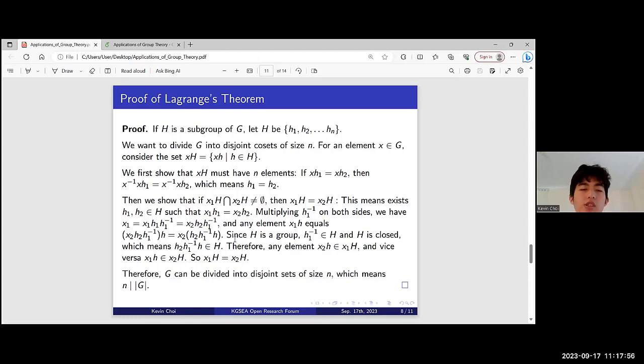That means that G can be divided into disjoint sets of size n, which makes n divide the magnitude of G. And here n will be the magnitude of H, because the elements go from h1 all the way through hn.